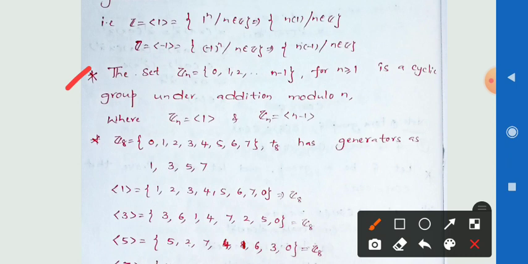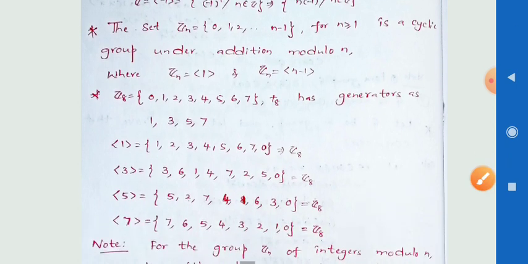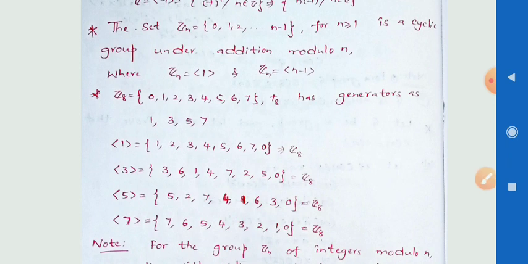Here Zn is given, where n is greater than or equal to 1, and it is a cyclic group under addition modulo n. For this we have to find the generators. Here Zn equals generator 1 and Zn equals generator n minus 1. So 1 and n minus 1 are the generators of the Zn group. Therefore we can conclude that Zn is a cyclic group. For this Zn we have the generator 1 and the generator n minus 1.